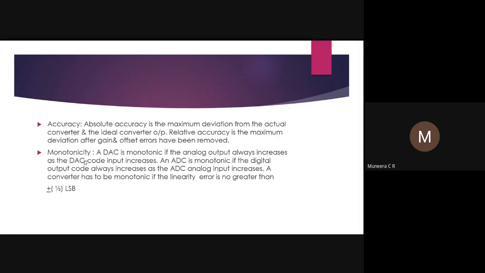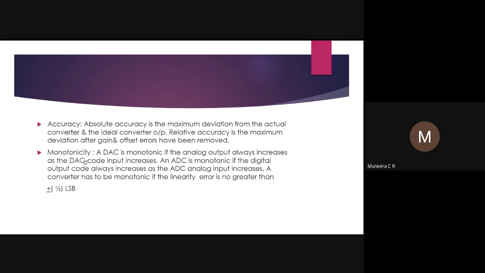Absolute accuracy is the maximum deviation between the actual converter and the ideal converter output. So if you are considering the gain error, offset error and any other error, what is the deviation between the actual converter and the ideal converter? Relative accuracy is the maximum deviation after gain and offset errors are removed. If you are not considering these two errors but are considering all other errors, what is the maximum deviation? That gives the relative accuracy.